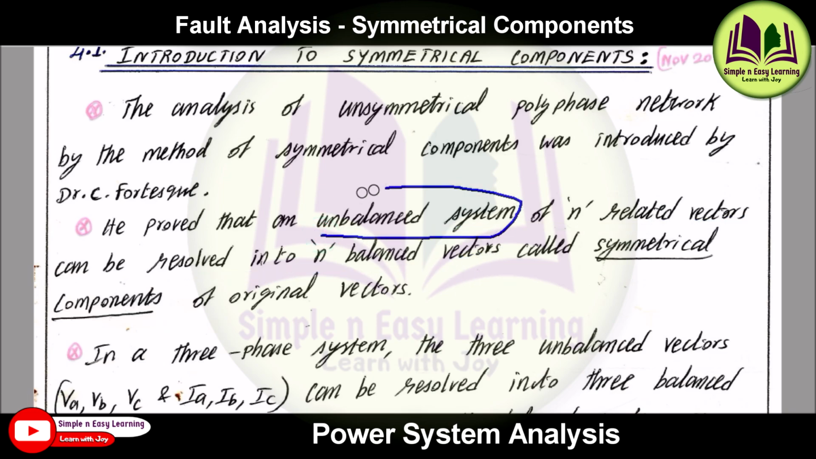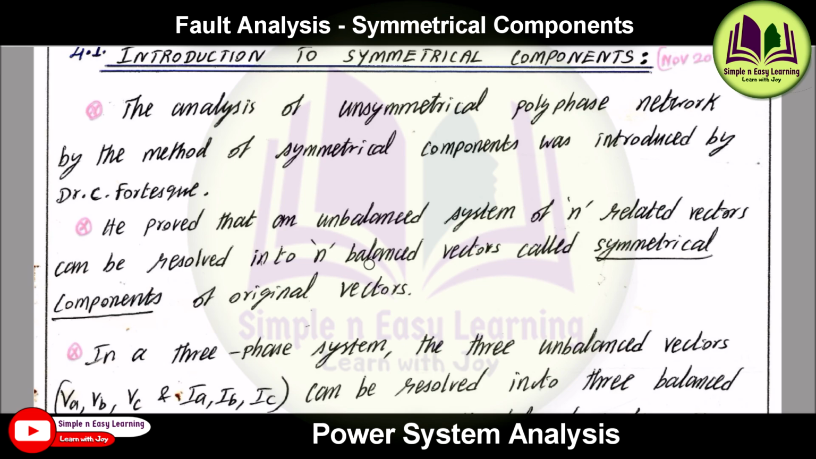Balanced system means the system is not subjected to a fault. If in a power system any fault occurs, a lightning or any short circuit, or a single line to ground fault, during that time the system becomes unbalanced. Normal working condition is a balanced condition. So symmetrical components come under the unsymmetrical or unbalanced condition. Unsymmetrical is nothing but unbalanced.